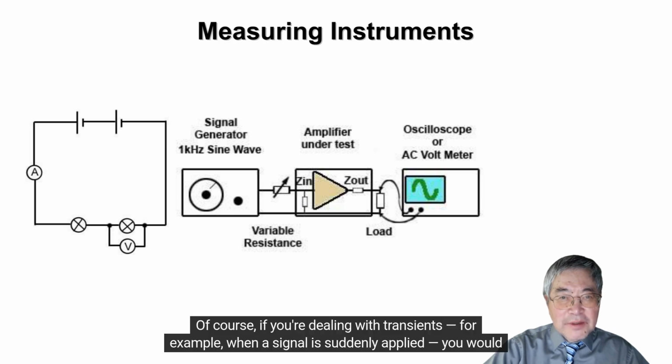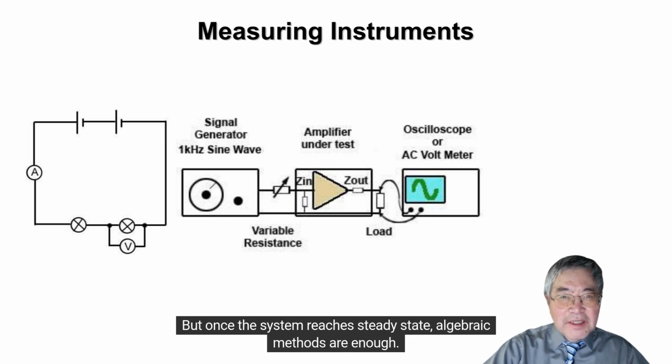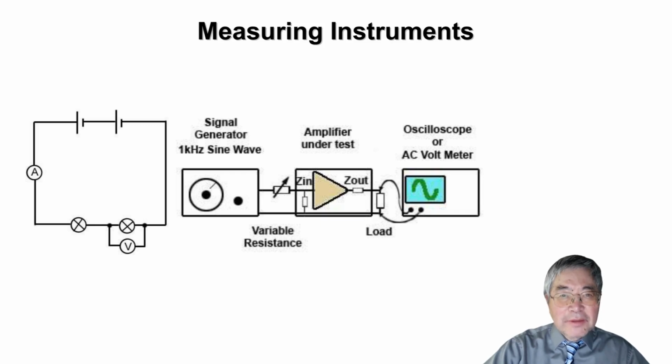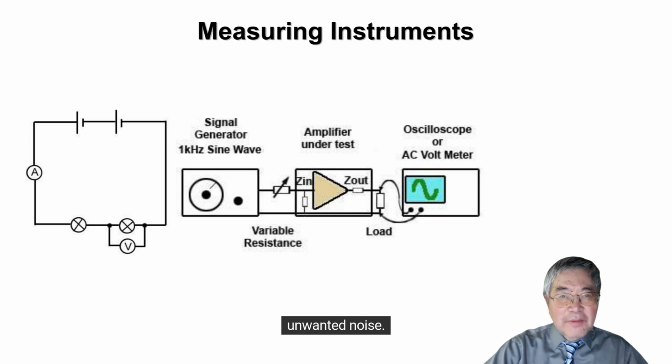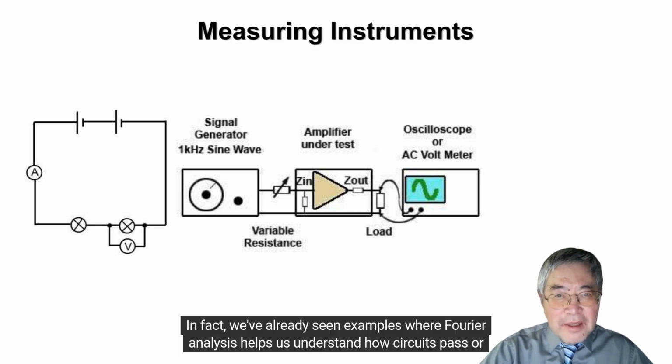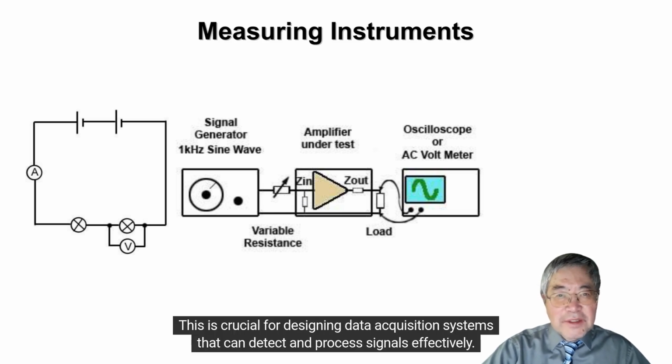Of course, if you're dealing with transients, for example, when a signal is suddenly applied, you would still need to solve the time-domain differential equations. But once the system reaches steady state, algebraic methods are enough. These circuit concepts are applied in many areas, from sensing signals in medical imaging to filtering unwanted noise. In fact, we've already seen examples where Fourier analysis helps us understand how circuits pass or block certain frequencies. This is crucial for designing data acquisition systems that can detect and process signals effectively.